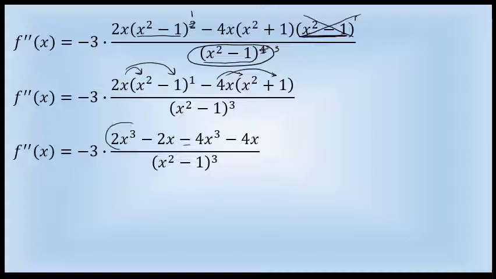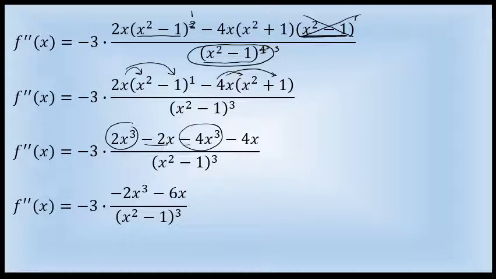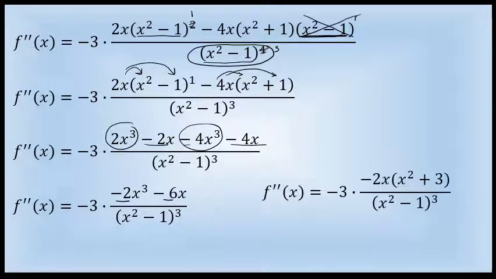I have some like terms here, 2x to the third minus 4x to the third, and negative 2x and negative 4x, and that yields negative 2x to the third minus 6x all over x squared minus 1 to the third. Next, I'll factor negative 2x out to the front of the numerator. And when you factor that negative 2x out to the front, you're left with x squared plus 3 in the parentheses.